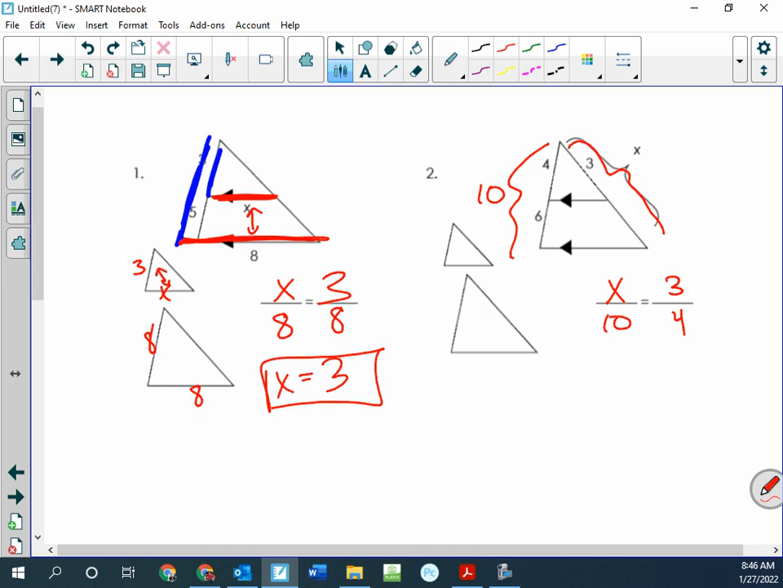That's not the only proportion I could set up for this. What I could do is go 3 over x. If I go in that order, what would the other side need to be? See the order here. 3 over x, and you do them as 4 over 10.